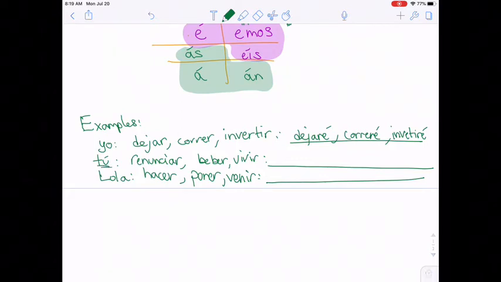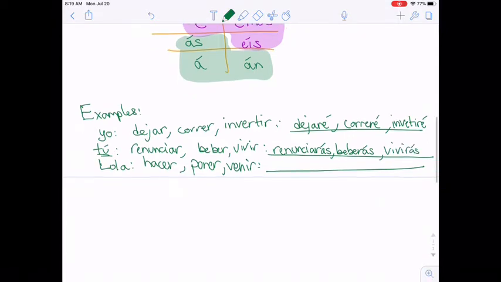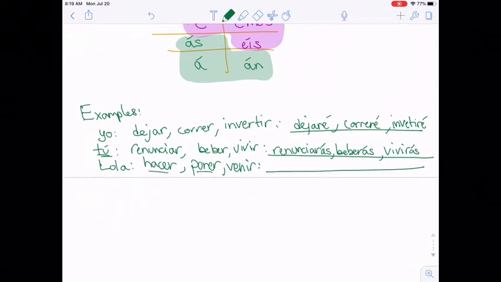Next one is the tú form. So we have renunciarás, beberás, and vivirás. So the next one you can't really do. Okay, those three are irregular verbs, and I'm going to go into the irregulars right now.